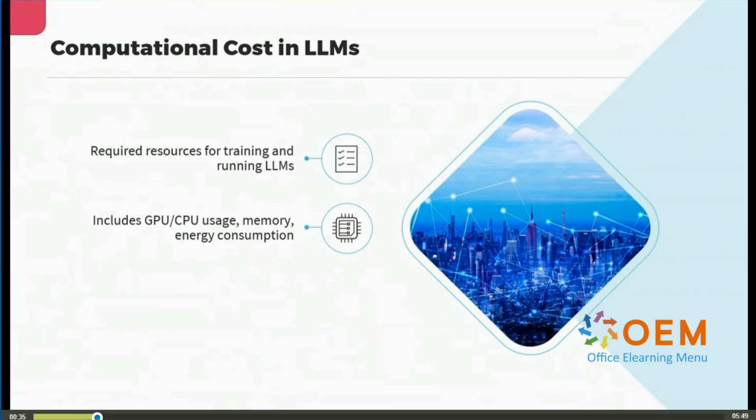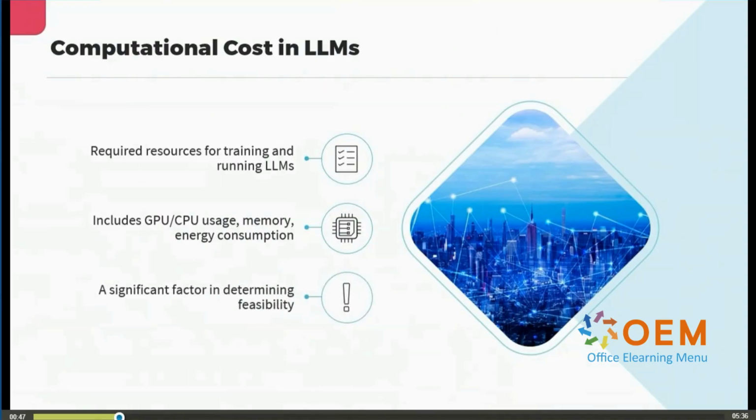For example, training a state-of-the-art LLM can require weeks or months of computation on hundreds of GPUs, consuming vast amounts of energy. This makes computational cost a key factor in determining the feasibility of developing or deploying LLMs. For many organizations, this cost can be a barrier, particularly when resources are limited or when environmental sustainability is a concern.